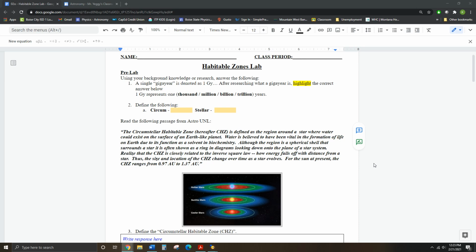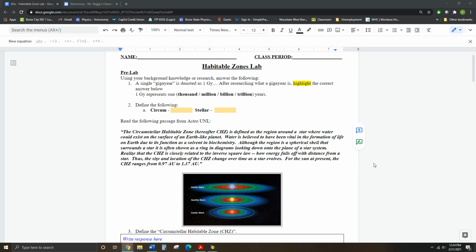Where can planets be relative to a star where we could survive on an Earth-like planet? Something that's known as the Goldilocks zone. For those of you that are familiar with Goldilocks and the Three Bears, there's the porridge that's too hot, too cold, or just right. There's the bed that's too hard, too soft, or just right.